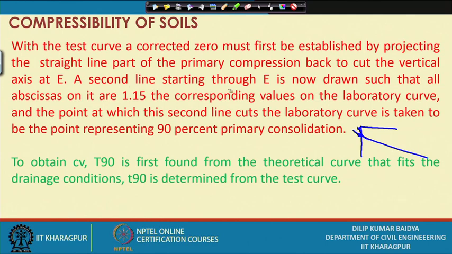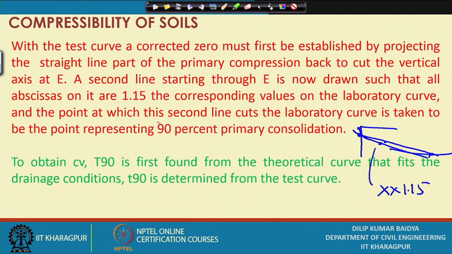A second line starting through E is now drawn such that the abscissa on it are 1.15 times the corresponding value on the abscissa on the curve. That means from here I will read the value, suppose this is x, and then I multiply it by 1.15 and I get the point here. From here to here I join, and this line will intersect the curve somewhere here. So, that is done. The abscissa on it are 1.15 times the corresponding value on the laboratory curve.